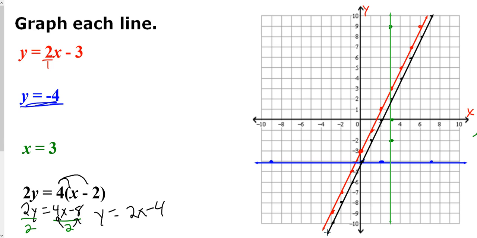And we can see that the first equation in red had a slope of 2, and the equation in black had a slope of 2. So that means that they were parallel lines, and we can confirm that from our graph.